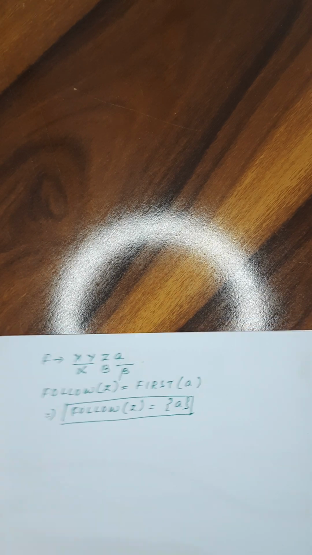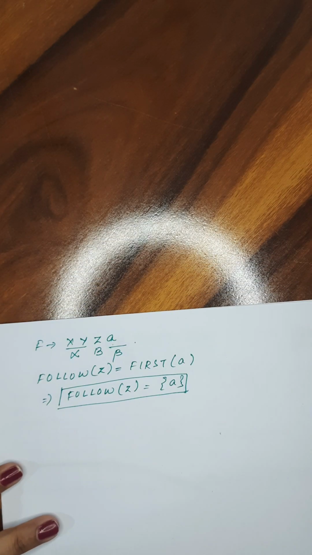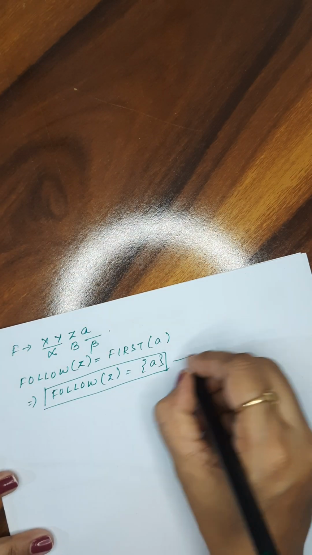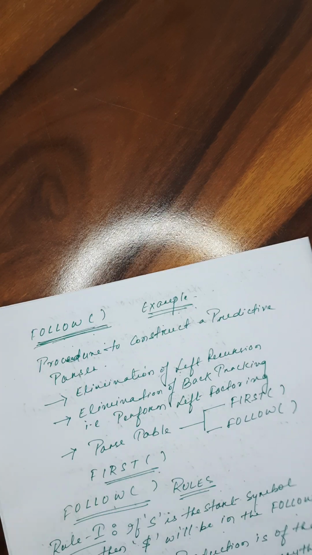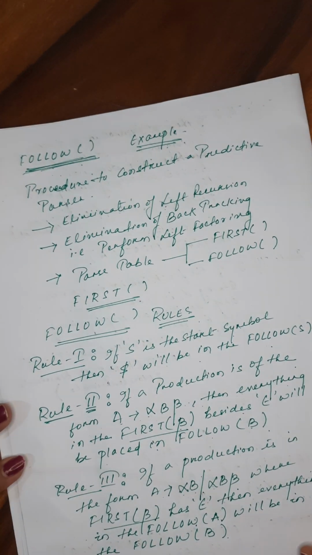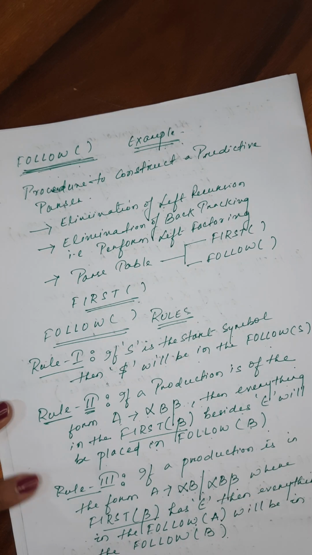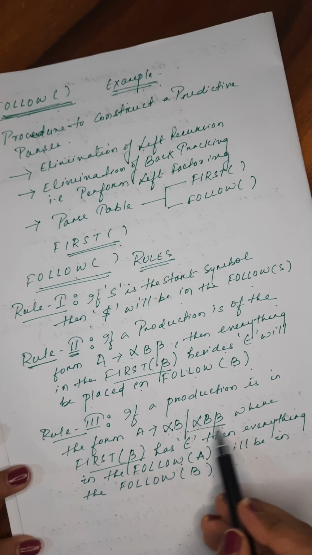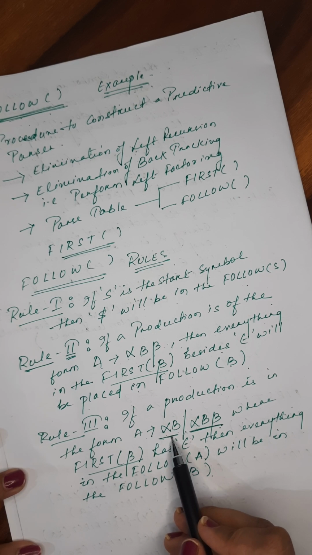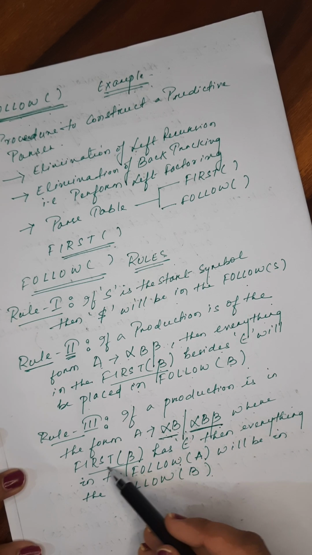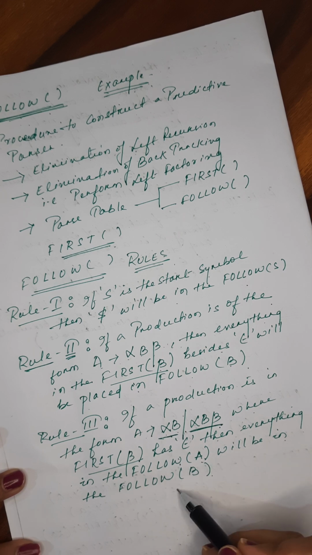What was my last equation number? Check. My last equation number was 3. So, I will write over here equation number 4. Now, which rule did I apply? See. Now, let us check that. We have applied your rule number 1 and we have applied your rule number 2. Now, we have to check. See, alpha, B, beta form is satisfied. Now, if this is satisfied simultaneously, where first of beta has epsilon, then everything in the follow of A will be placed in the follow of B.